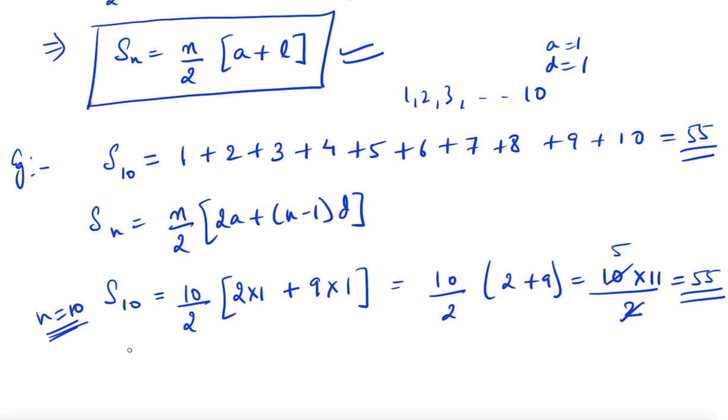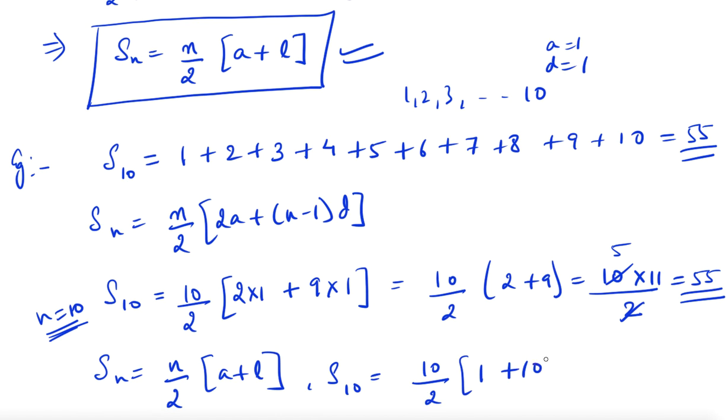Now you also know that Sn is given as n by 2 into (a plus L), that is, the total number of terms we need the sum of, by 2, into the first term plus the last term. So if I need S10, I need 10 by 2. The first term is 1 and the last term is 10. So what do I have? 10 by 2 into 11, which is again equal to 55. So whichever form of the formula you use, you will get the same answer.